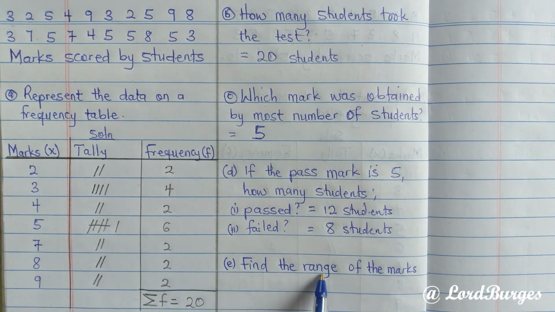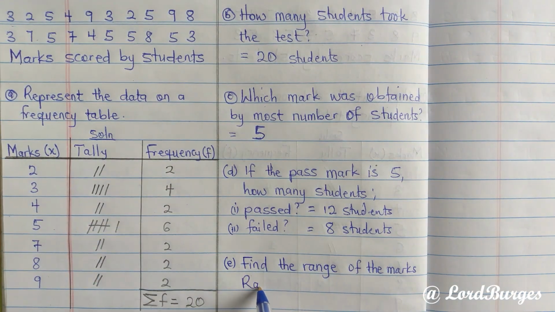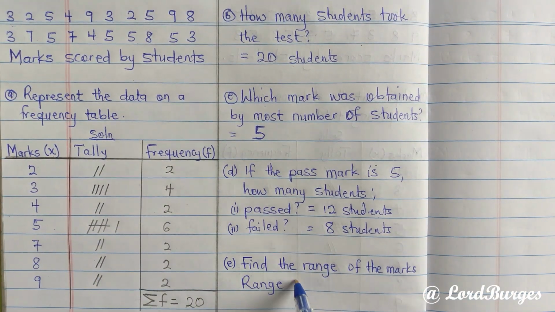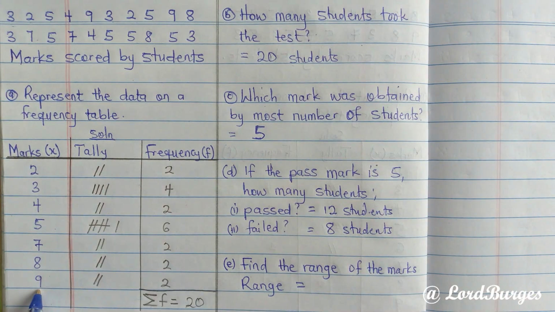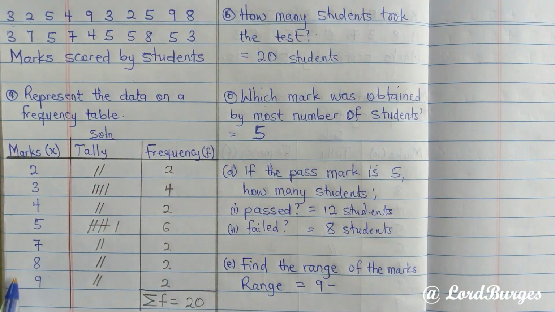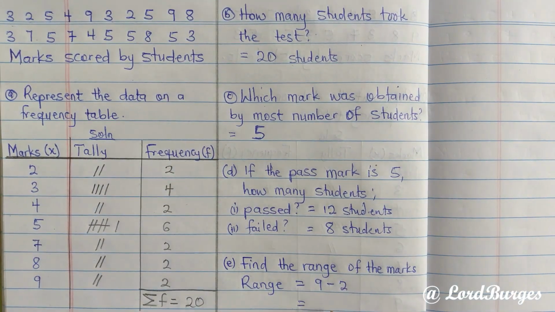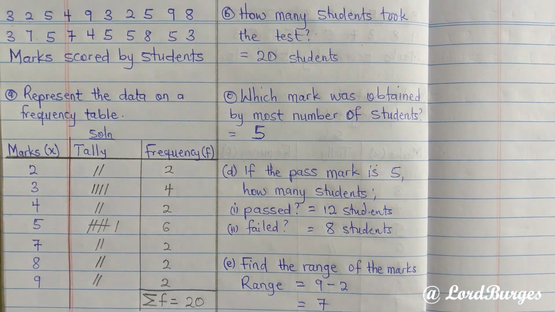So find the range of the marks. And range is always the highest mark, which is 9, minus the lowest mark, which is 2. That is giving us 7.